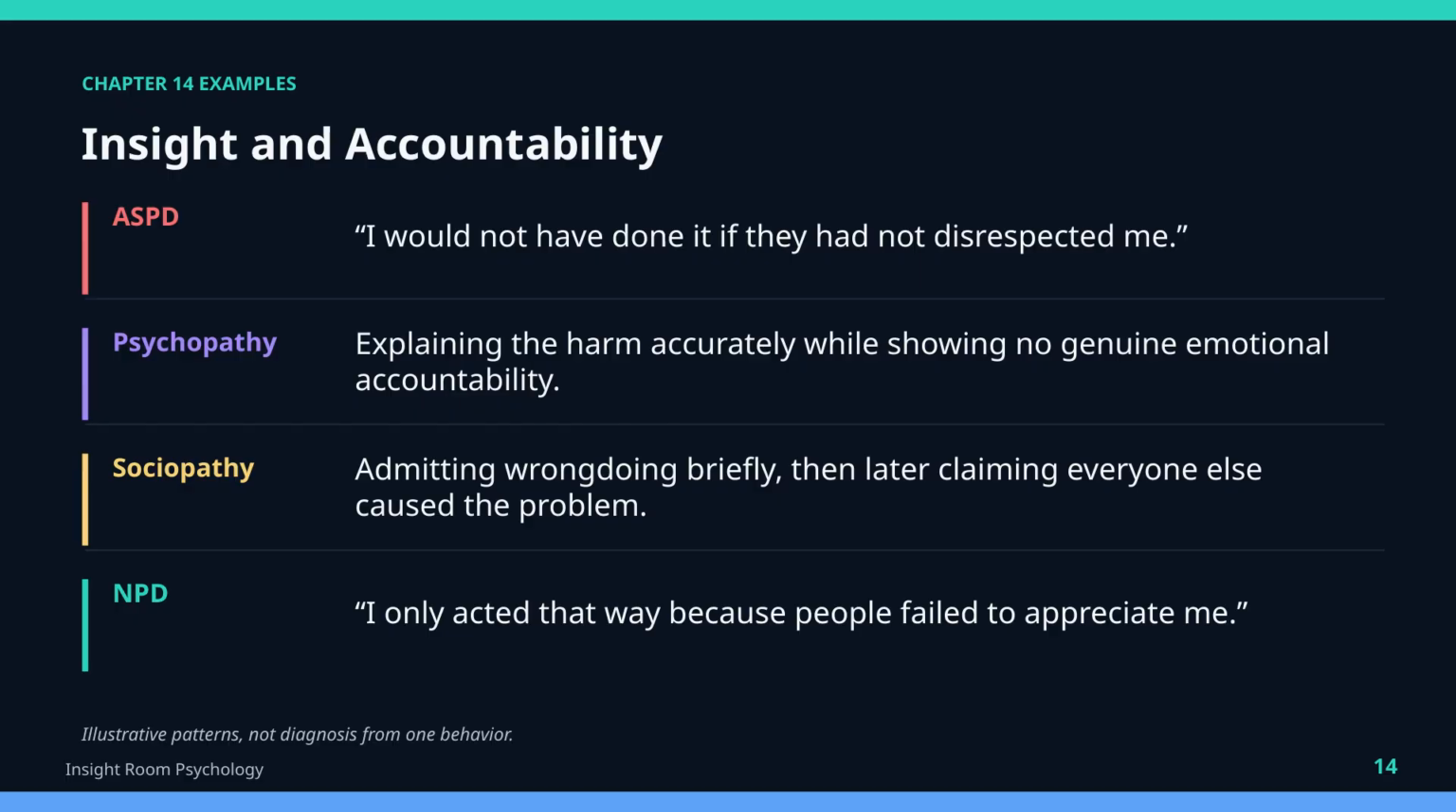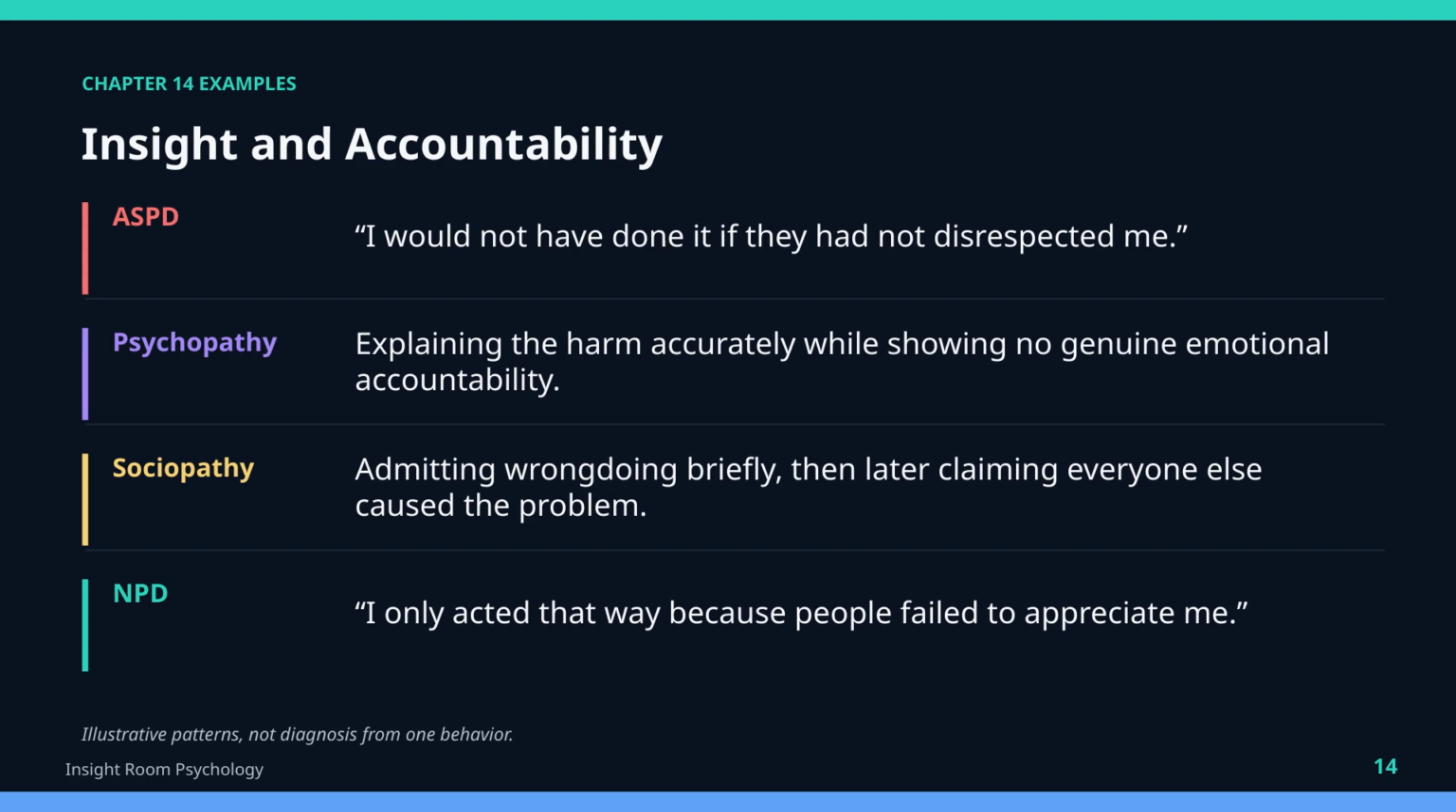With psychopathy, a person may intellectually understand consequences very well, but lack emotional accountability. For example, they may give a convincing explanation of what happened, describe the victim's perspective accurately, and still show no genuine remorse. They may understand accountability as performance, not as a moral or emotional process.